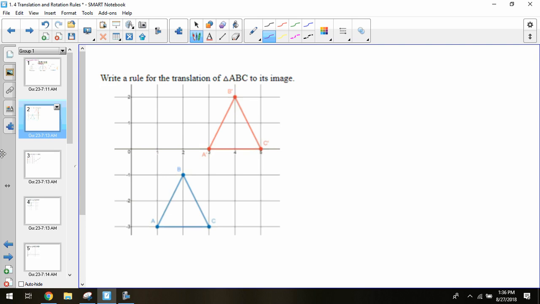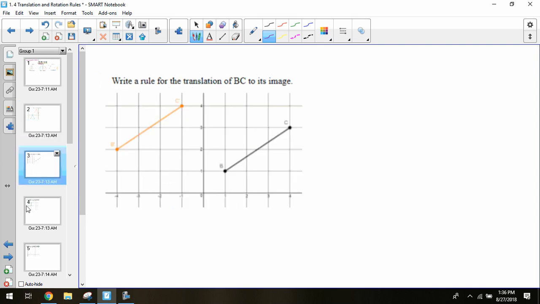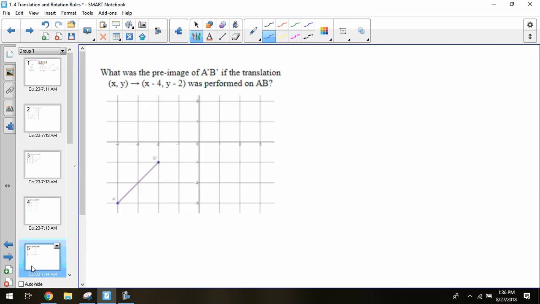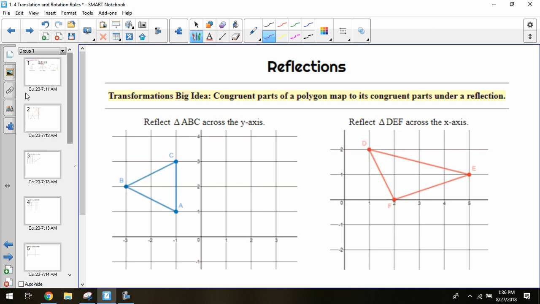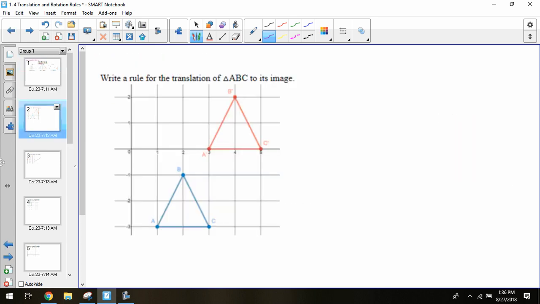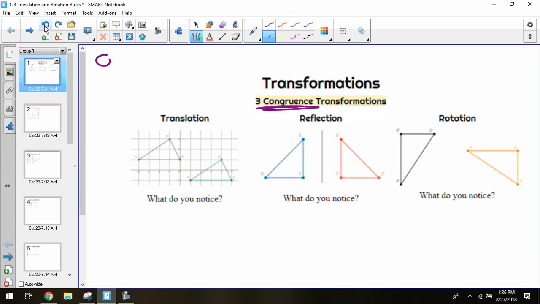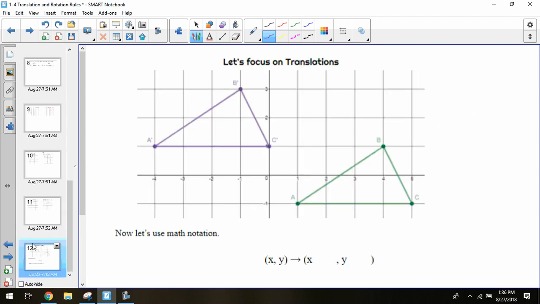Oh, I'm missing the image. That's not good. That is not good. My bad, this needs to go all the way up here. Alright, I'm sorry about that.